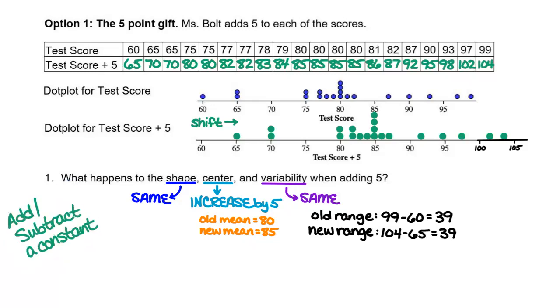When we add or subtract a constant amount to every single point in my data distribution, the shape stays the same. The center will move by whatever we're adding or subtracting. If I was taking 10 points away from everybody's score, then my new mean would have been 10 points less. If I'm adding 5 points to everybody's score, then the new mean would be 5 points more. So when we add and subtract, the center will change by whatever we are doing to this distribution.